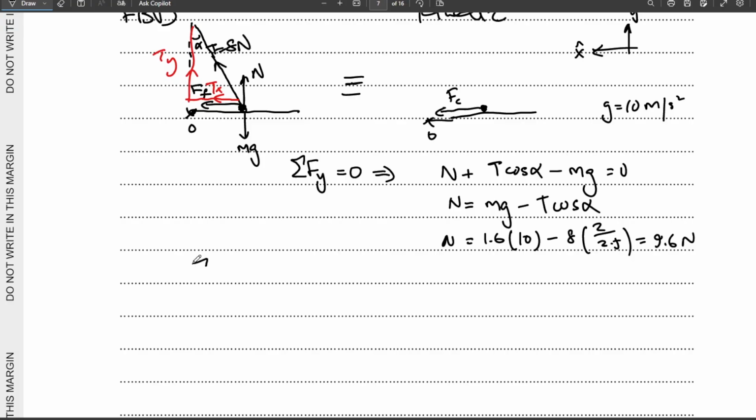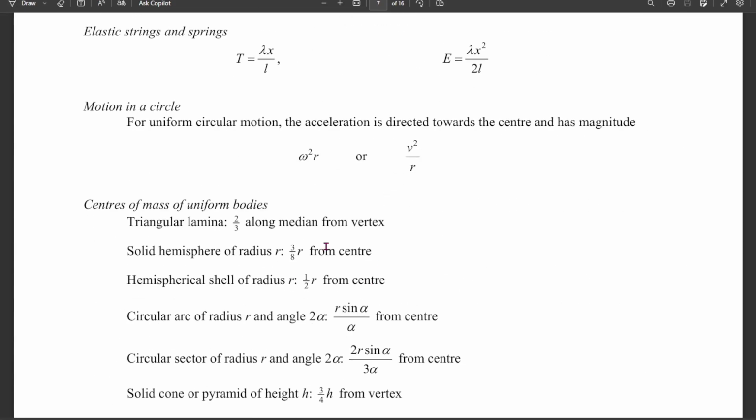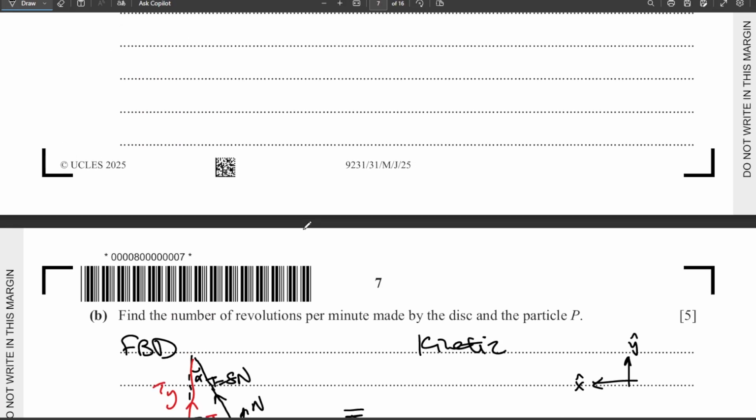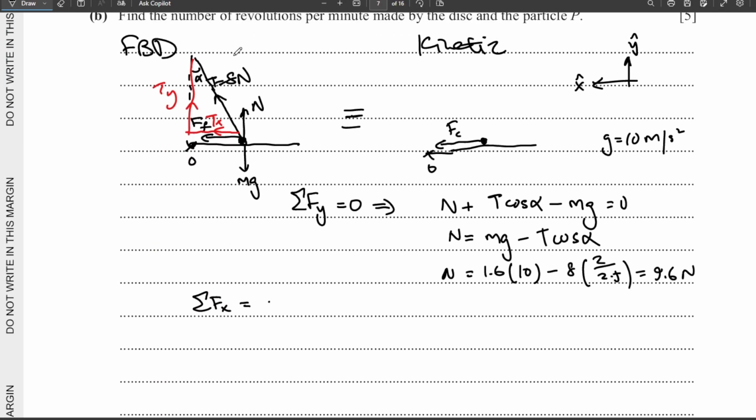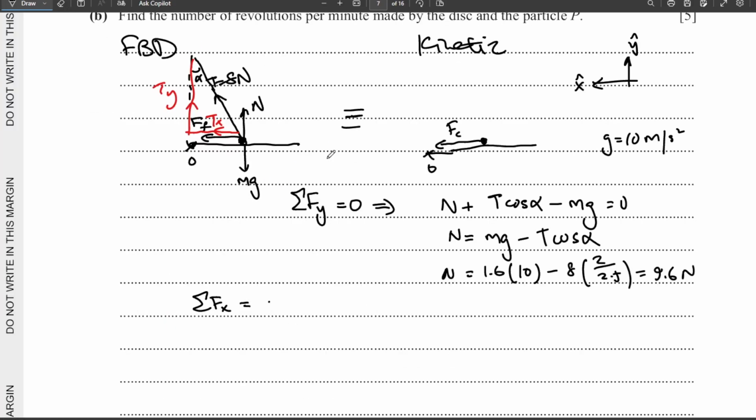Okay, next we resolve the forces in the x direction, or the horizontal direction, where you have a resultant force of the centripetal force. If you forget, the centripetal acceleration is in the formula sheet here. For uniform circular motion, the acceleration is this one. Since we actually want to find the angular speed, we'll just straight away use this instead of the tangential speed. So it's equal to m omega squared r.